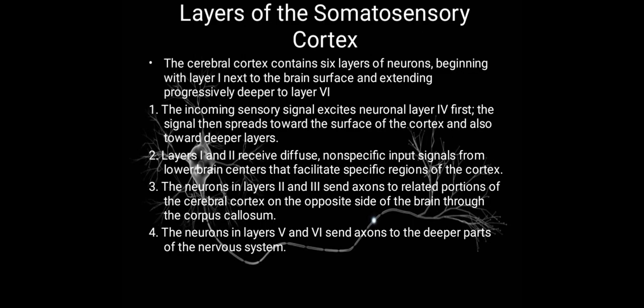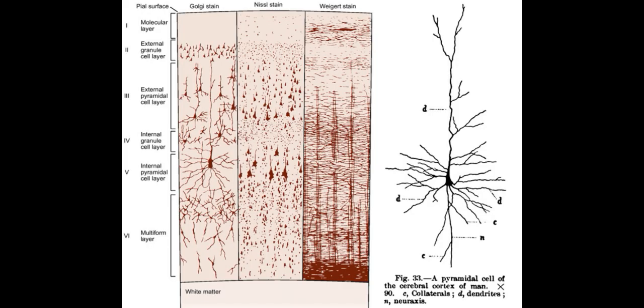Layers 1 and 2 receive diffuse non-specific input signals from lower brain centers that facilitate specific regions in the cortex. The neurons in layers 2 and 3 send axons to the related portions of the cerebral cortex on the opposite side of the brain through the corpus callosum. The neurons in layers 5 and 6 send axons to the deeper parts of the nervous system.